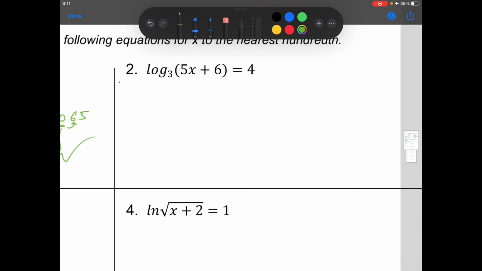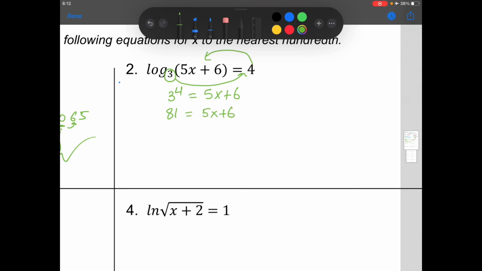Okay, let's try number 2. Here again, log is on one side. So what do we do? Convert to exponential form. So your base is 3. Circle the base, run the race. 3 to the fourth equals 5x plus 6. Yep, it's that easy. Very straightforward. 3 to the fourth is not 3 times 4. It's 3 to the fourth power, so 3 times 3 times 3 times 3. You can use your calculator or just remember your powers of 3. 3 to the fourth is 81, and the right side is as it is.